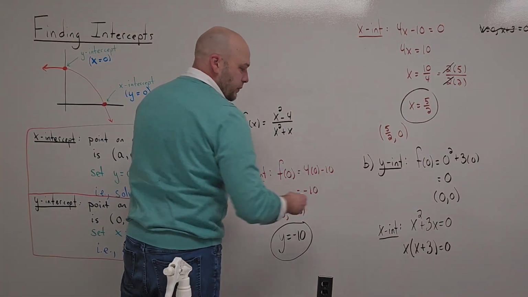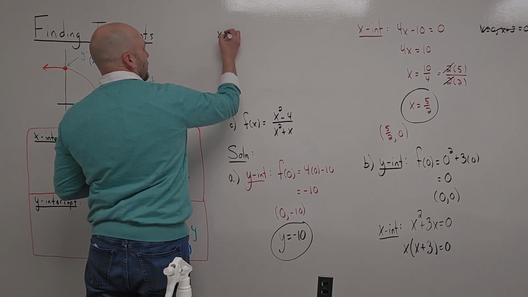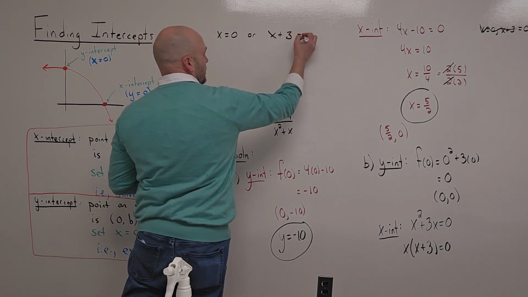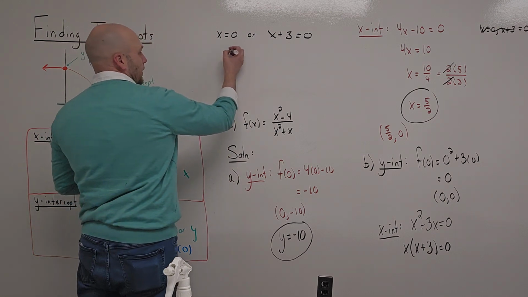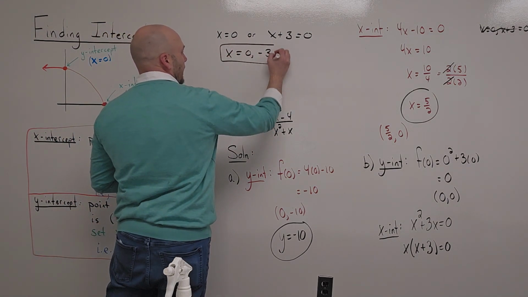If I've got x times x plus 3 is 0, that means that either x equals 0 or x plus 3 is 0. That's the only way to multiply two things together to get 0. That gives me x equals 0 or negative 3 for my x-intercepts.